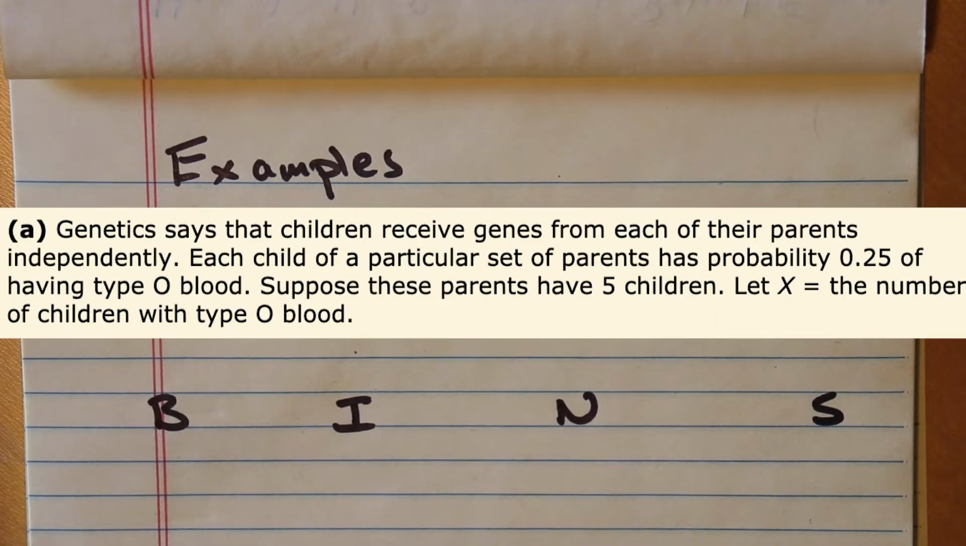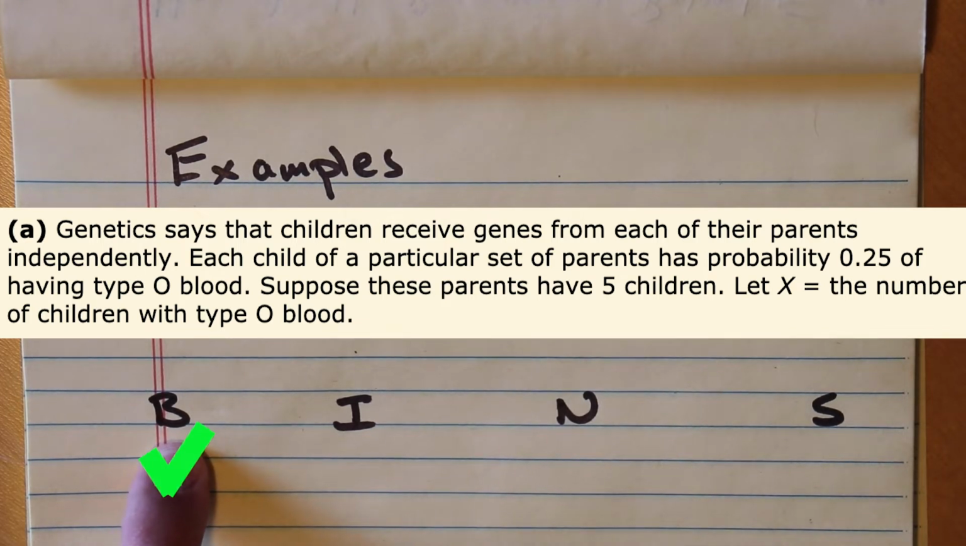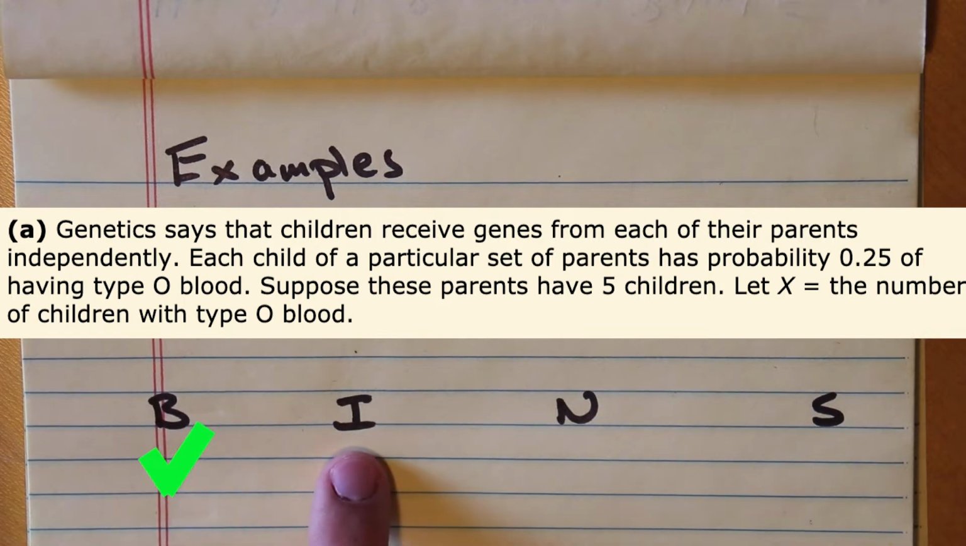Here's our first example. Genetics say that children receive genes from each of their parents independently. Each child of a particular set of parents has a probability of 0.25 of having type O blood. Suppose these parents have 5 children. Let X be the number of children with type O blood. So let's check our bins. B, is it binary? In this case, yes, you either have type O blood or you don't. I, it does say that genetics say that you get these genes independently.